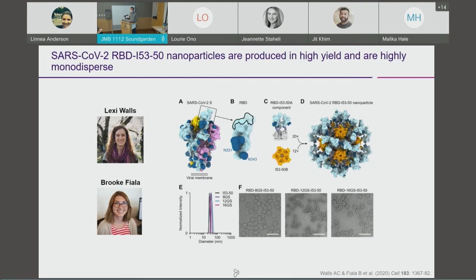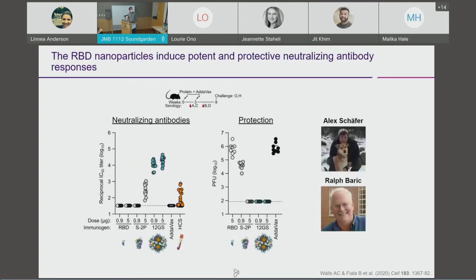The RBD nanoparticles actually perform better in our hands than the spike particles, so that's what we took forward. So again, just a genetic fusion of the RBD to the nanoparticle trimer, and then we add in the pentamer to drive assembly. You get monodispersed nanoparticles like we're accustomed to at this point. And so I'm showing just a very truncated set of data here.